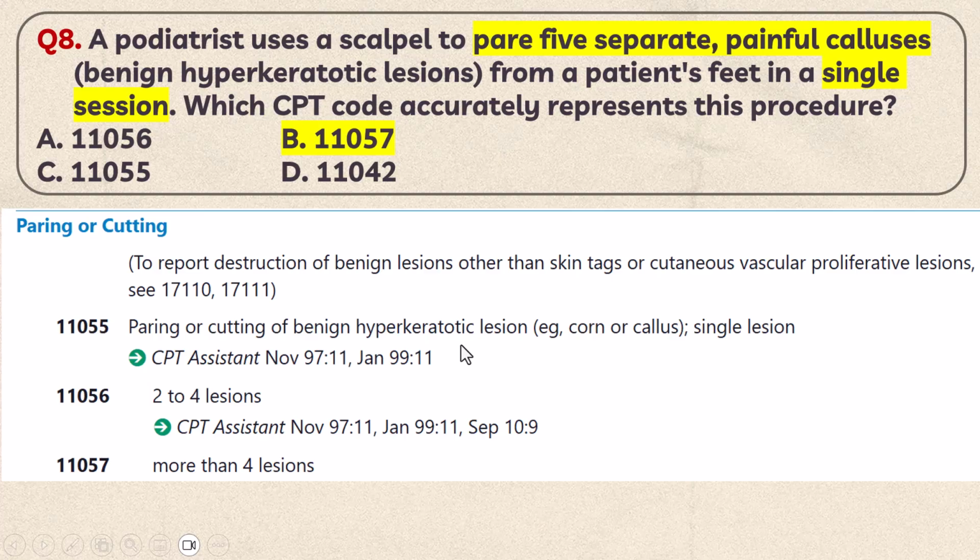So this is the end of part 1 of Integumentary System CPT guidelines. To watch other parts, please check the playlist or the description down below.